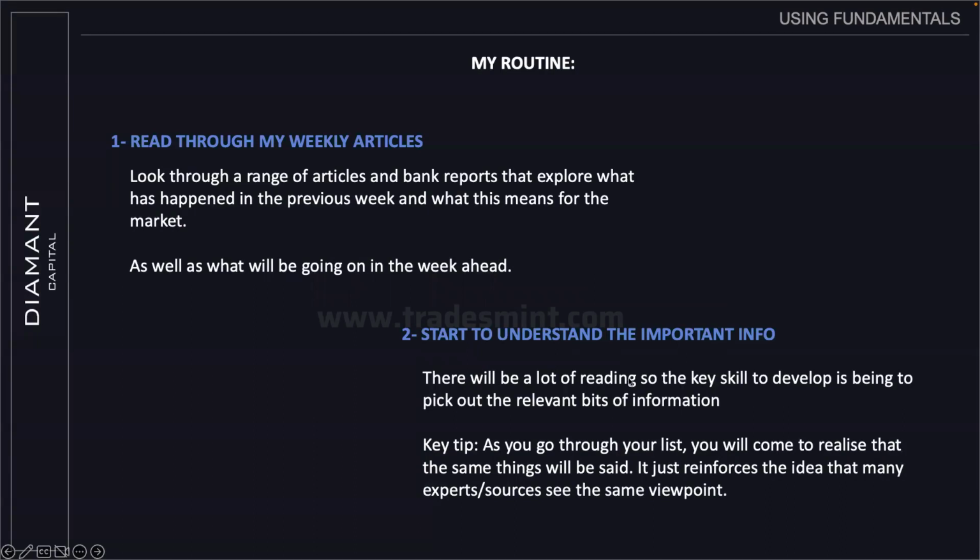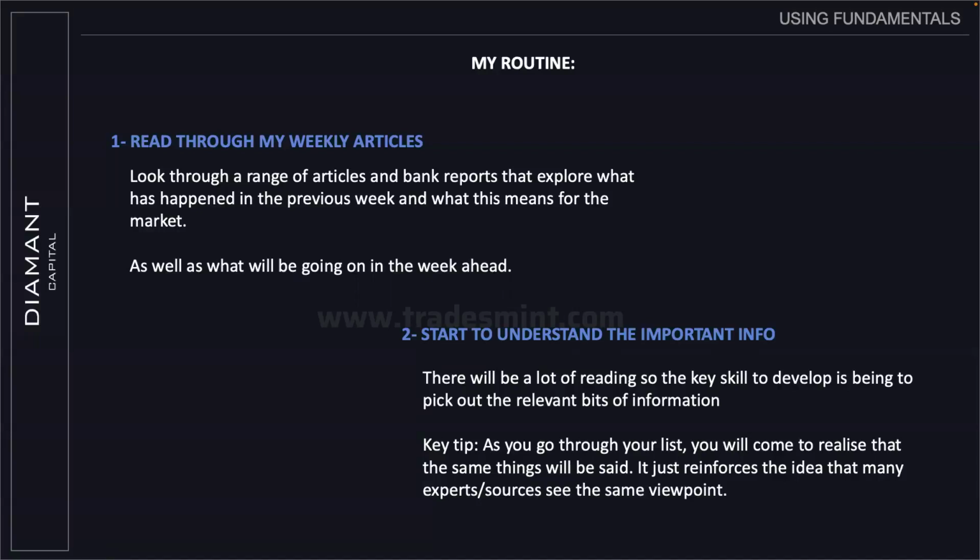There'll be a lot of reading, but the key skill to develop here is that we pick out relevant bits of information. As you're going to realize when I go through my fundamental breakdowns, I pretty much have all of my websites up. I read what's important, and then I just use that important information and bring it across within the article that I do write up.